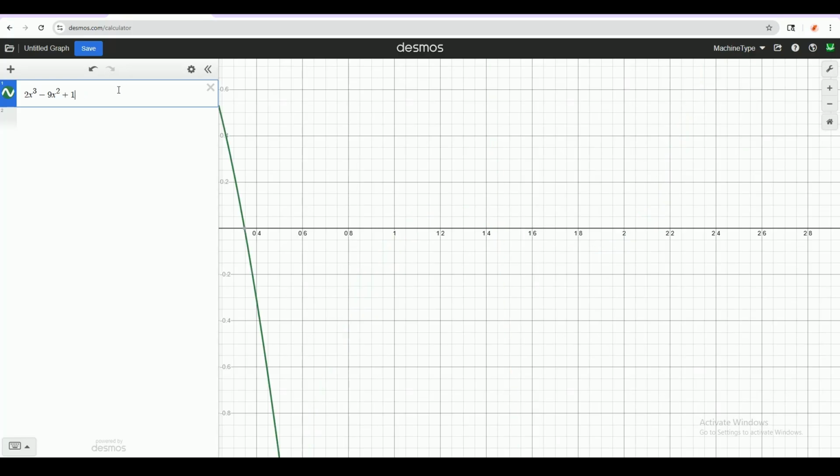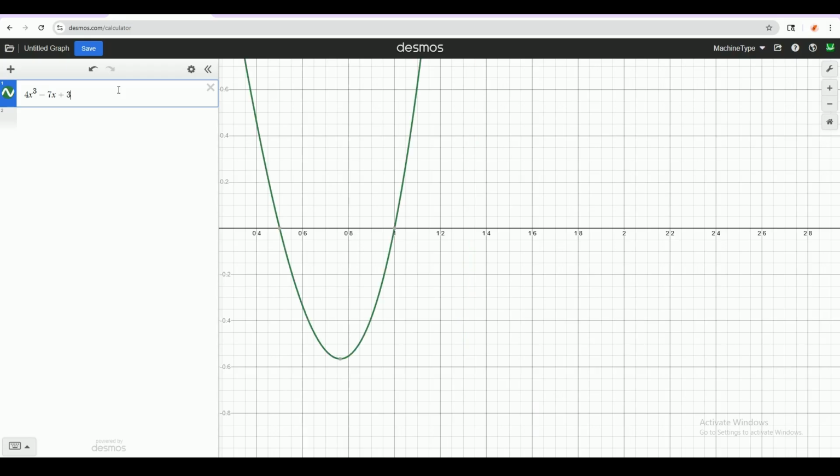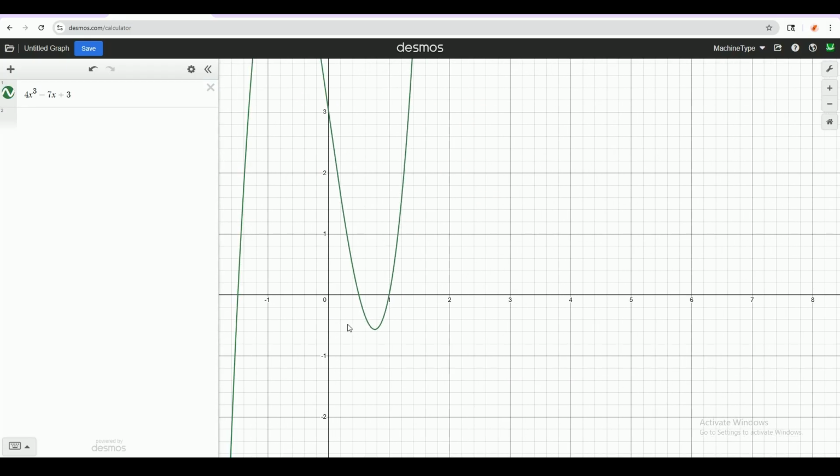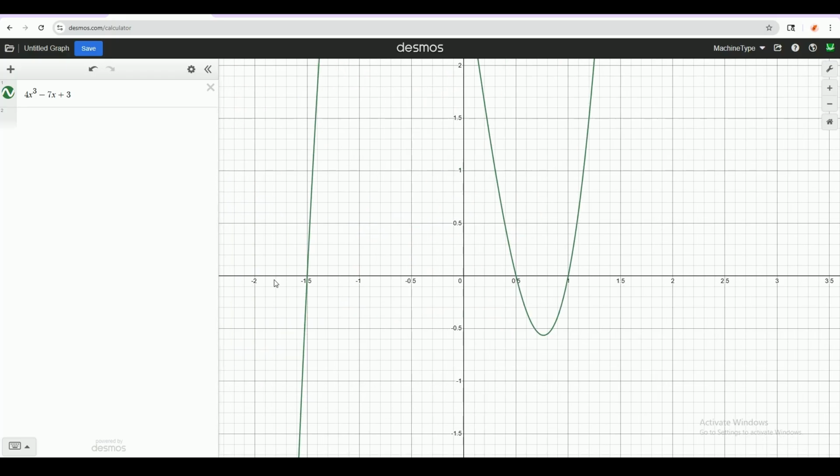I don't need to get rid of that. I just change this into a 4, and then we have minus 7x plus 3. There they are. Negative 1.5, good. 0.5, good. And 1, good. We did it.